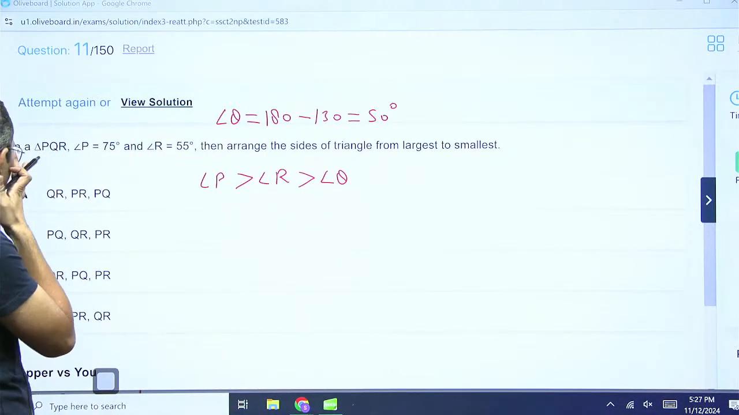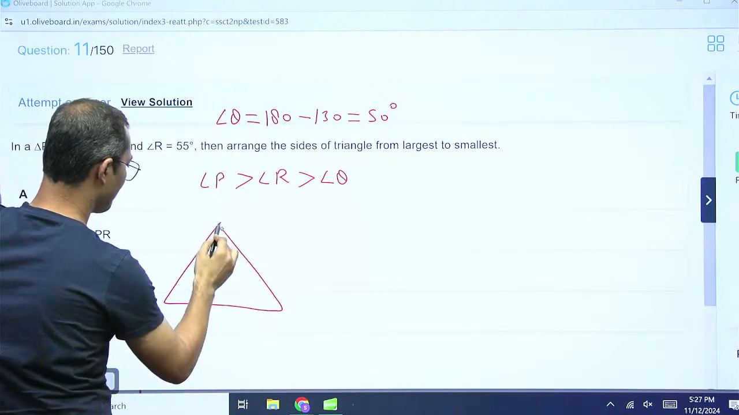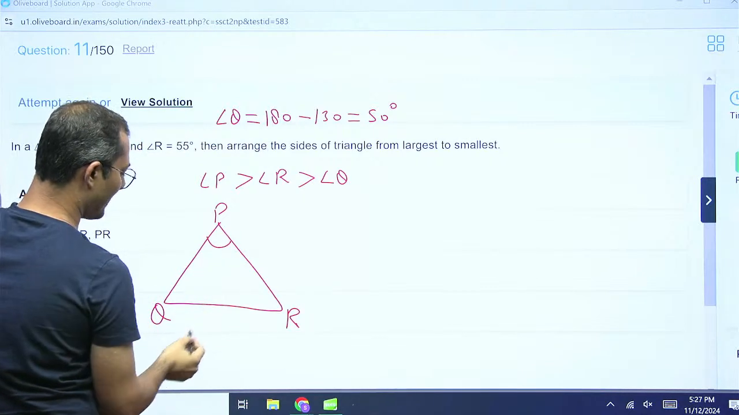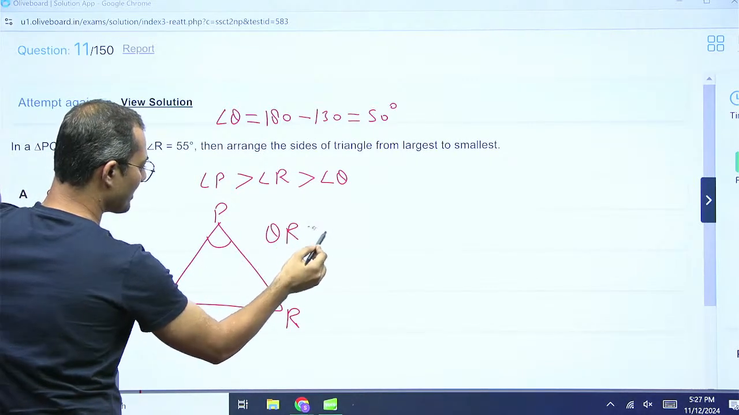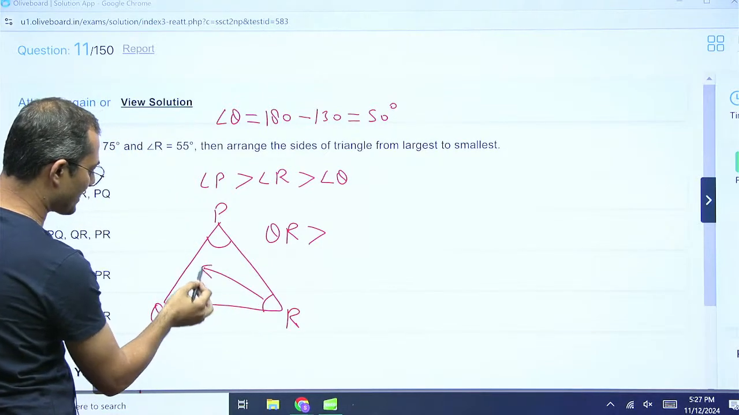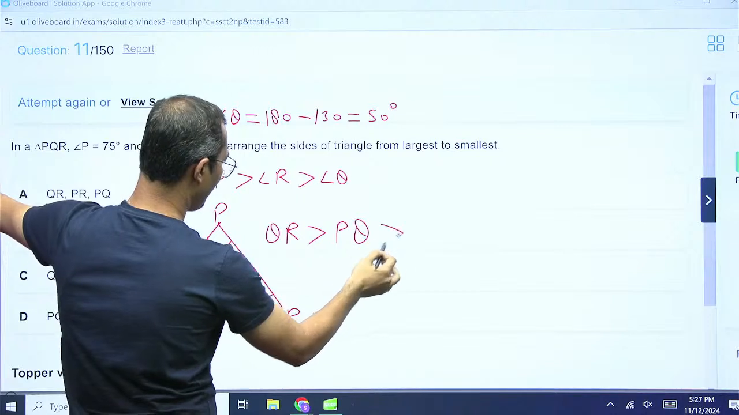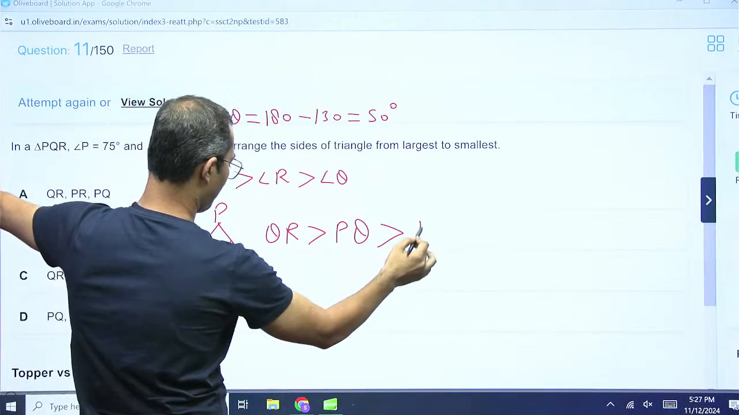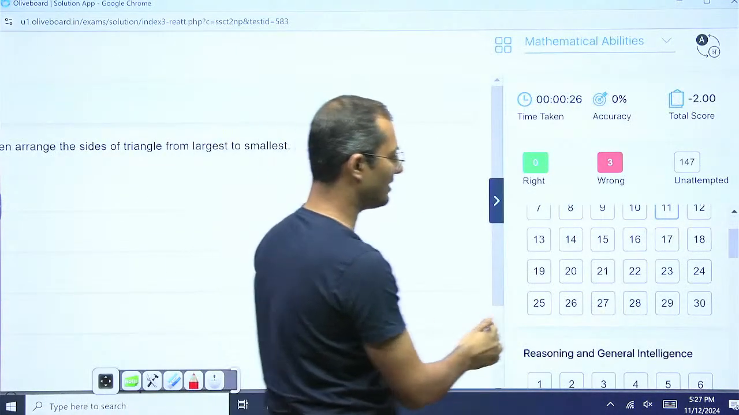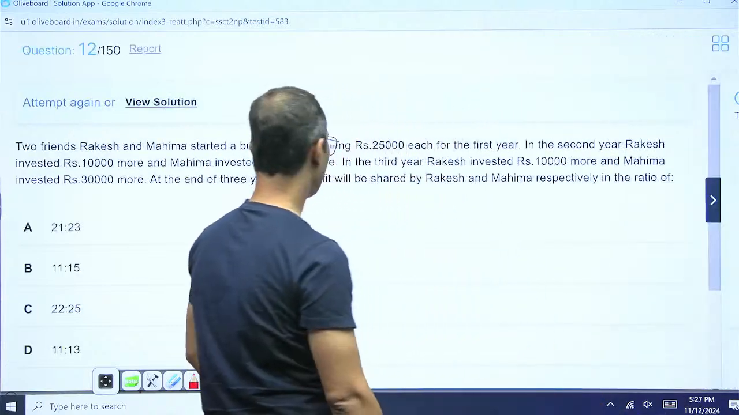So how can we say that? This is P, Q, R, right? Angle P is greatest, so side QR is the largest. For angle R, the opposite side is PQ, and for angle Q, the opposite side is PR, right? So we can say that QR is greater than PQ is greater than PR. So the correct order is QR, PQ and PR, right? So C part is the right answer. So moving to next question.